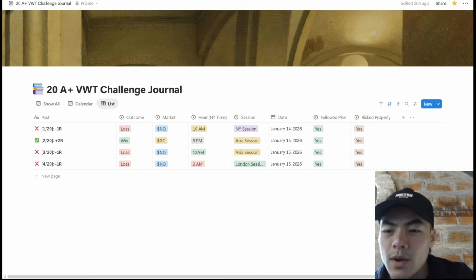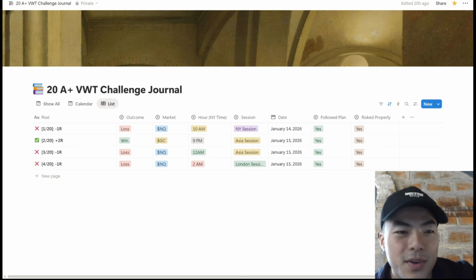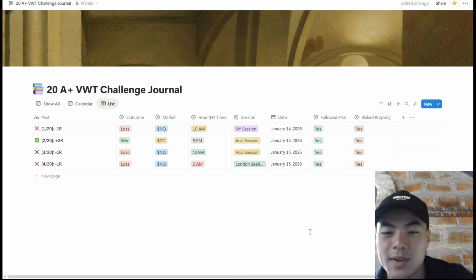But yeah, I'll also just quickly show this is what we're looking like for the 20 A+ trade challenge. 3 losses, 1 win. Not bad. That's all right. We'll see how it goes for the rest of the trades.